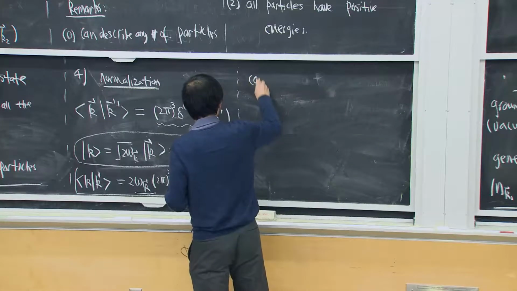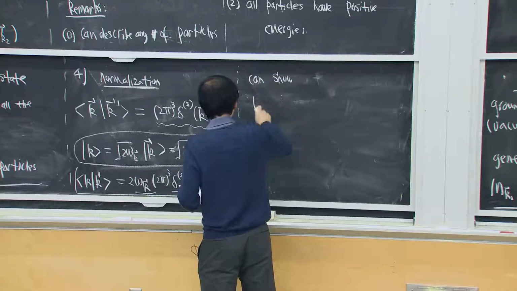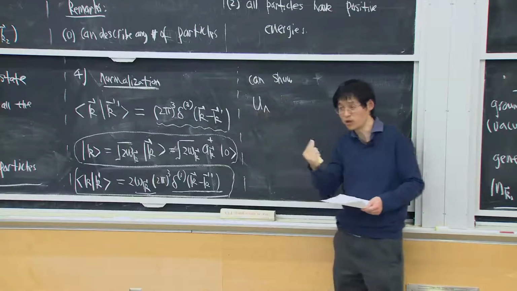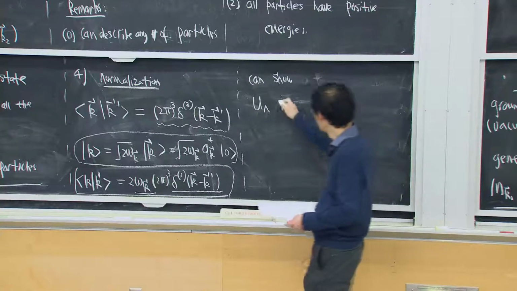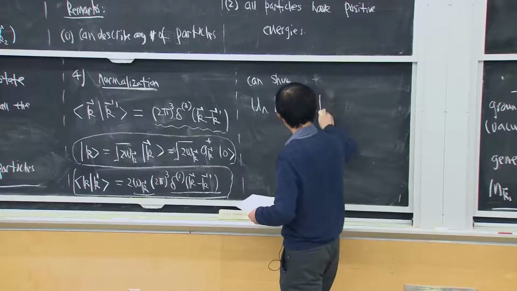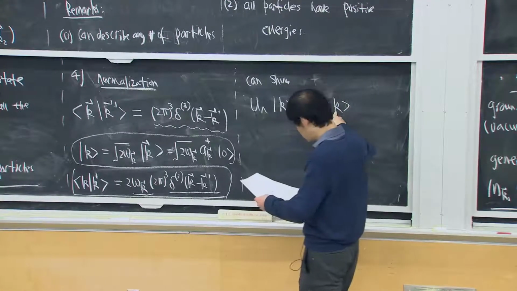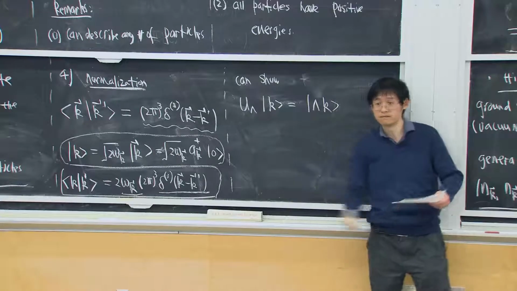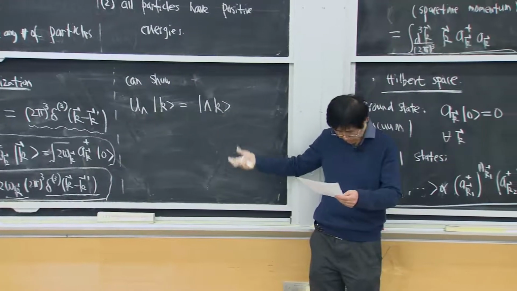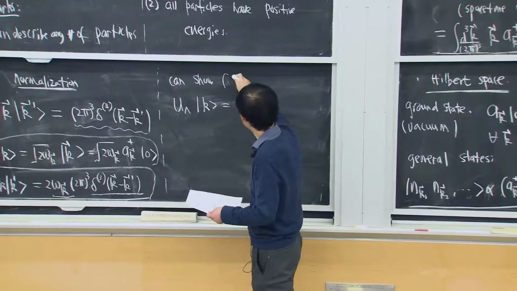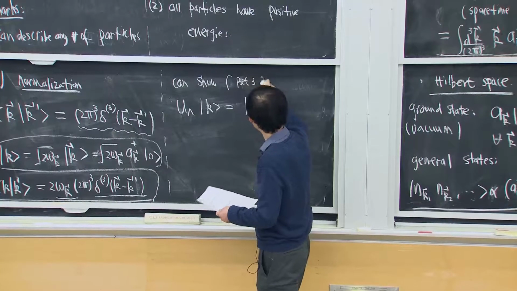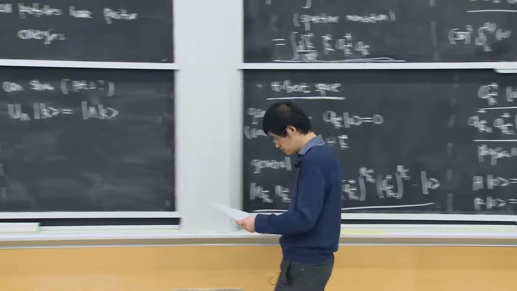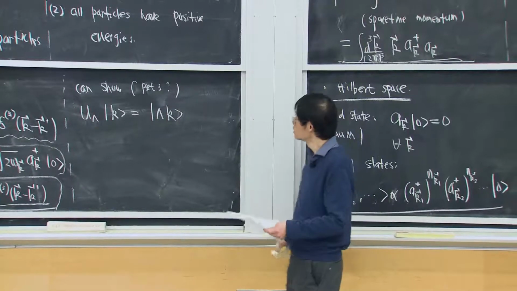You can show that if you act with a Lorentz transformation, where lambda is a Lorentz transformation and U(lambda) is the quantum operator that generates that Lorentz transformation, on such a state |k>, then you just get |lambda k>, where lambda k is the Lorentz transformation acting on k. It's the Lorentz transformed k. But yeah, you should see your P set 3, if I remember it. Good. Any questions on this?